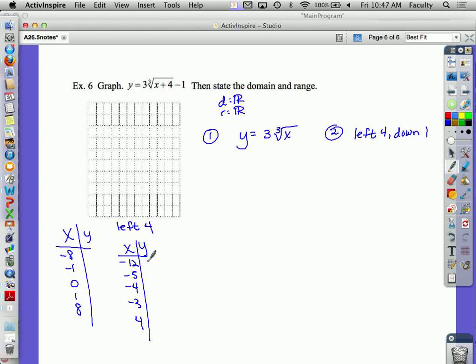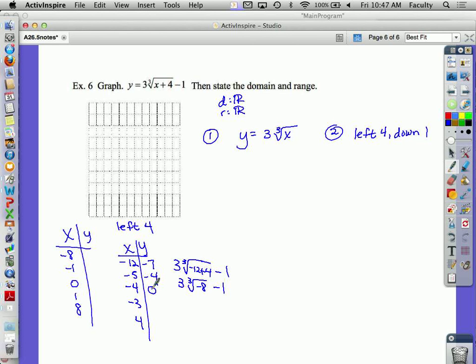I'm going to go ahead and finish it the second way. So this would mean I have 3 times the cube root of -12 plus 4 minus 1. Well, that's the cube root of -8. That's -2. -6 minus 1 is -7. And then I can actually do all those in my head. -5 plus 4 is -1. That's 3 times -1. -3 minus 1 is -4. -4 plus 4 is 0.